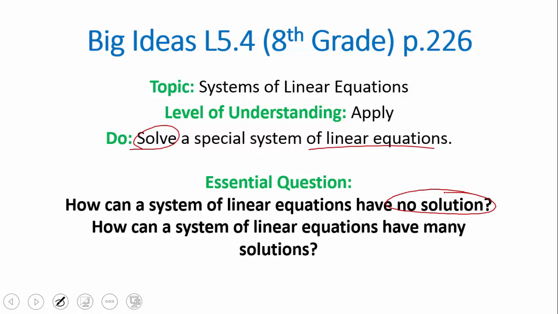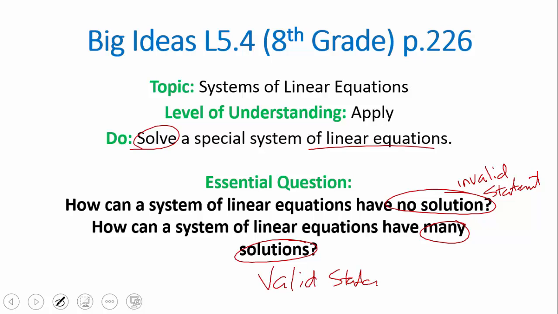If you remember from Unit 3, when we solved equations with variable on both sides, if we had an invalid statement, we had no solution. That might have something to do with our system. And how can a system of linear equations have many solutions? Many solutions, if you remember, was a valid statement. And so I'm sure that has something to do with what we're going to be doing today.